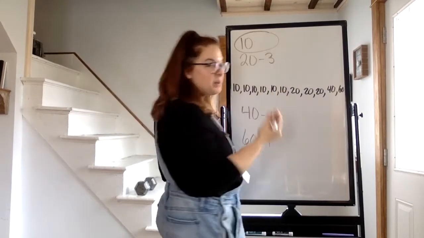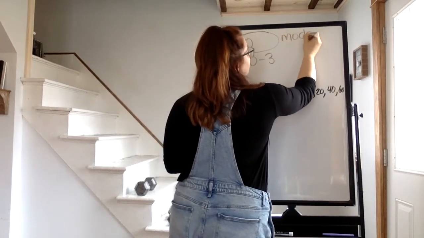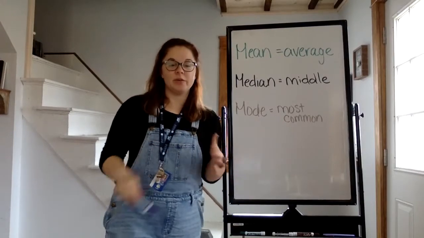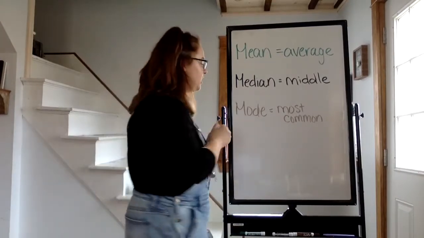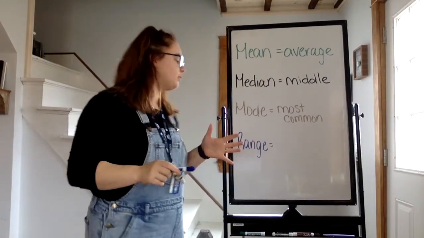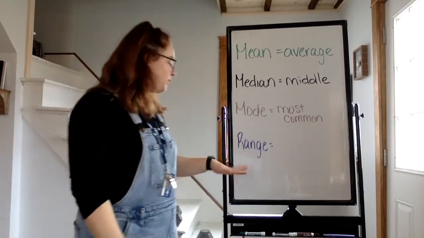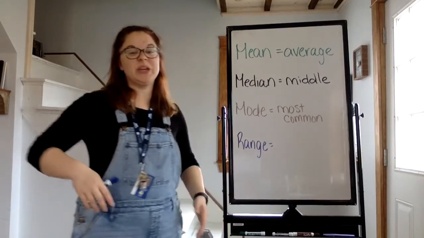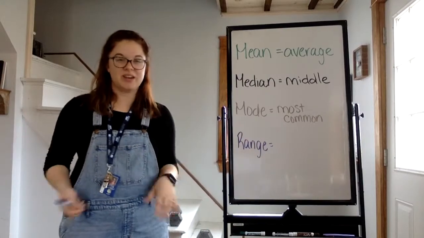So 10, because it appears 6 times, is the mode, the most common number. The last vocabulary term that's going to be really important moving into this unit is range. Some of you might know this word from hunting, the range of sight. You might have heard it in other places, but what range is, is the difference between the smallest and largest value in a set of numbers.